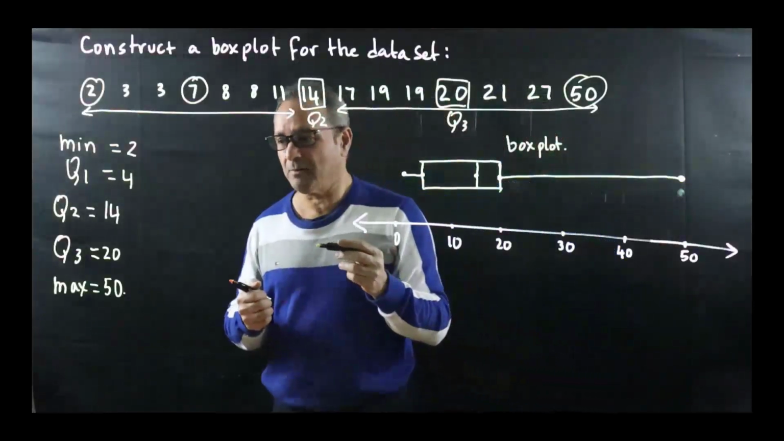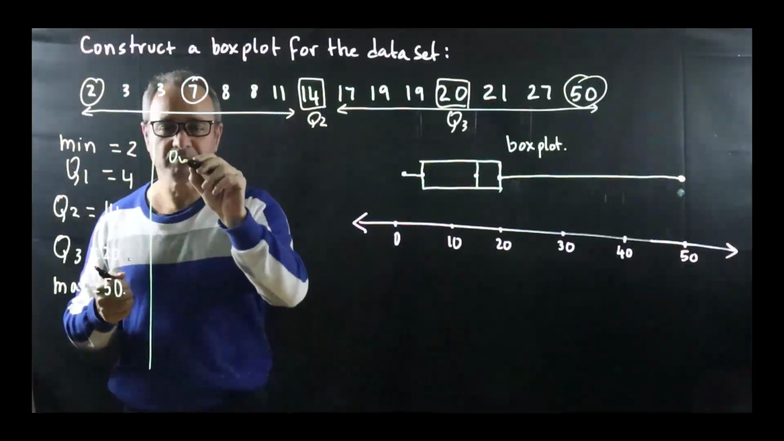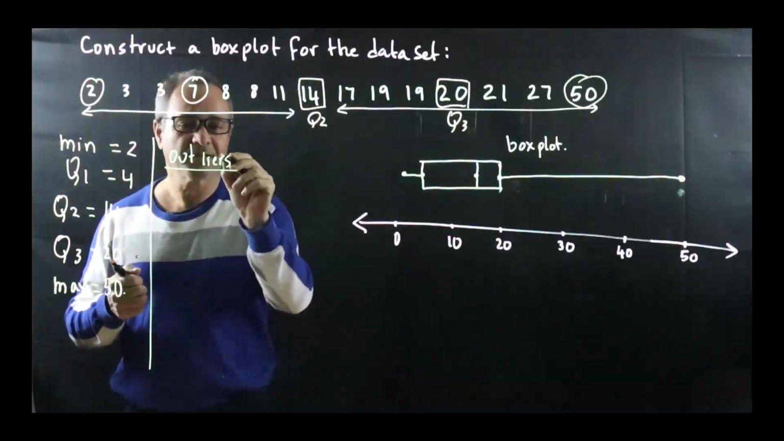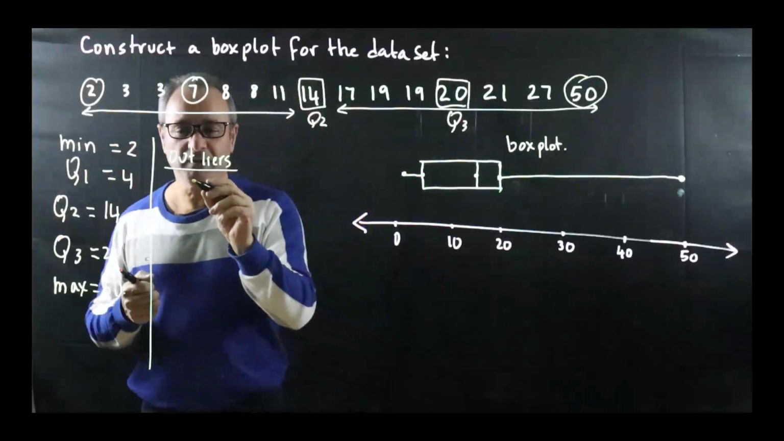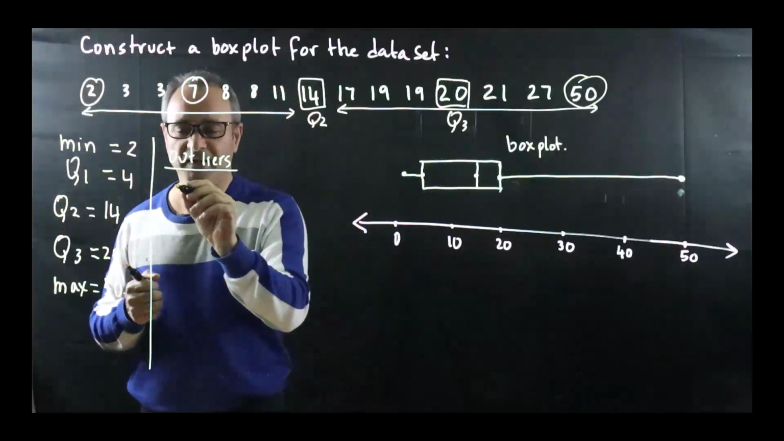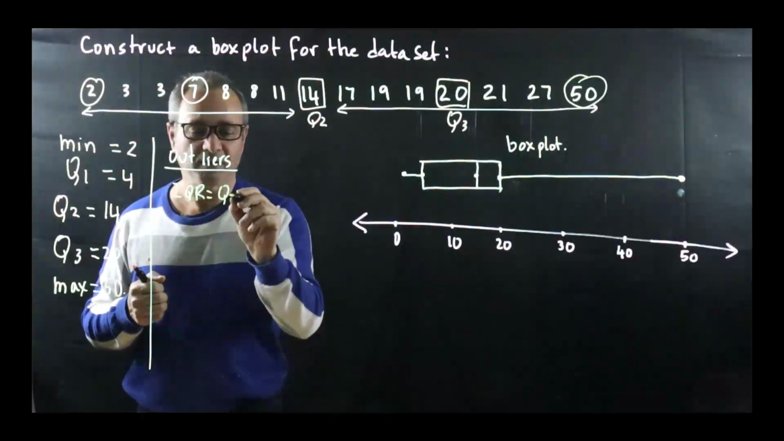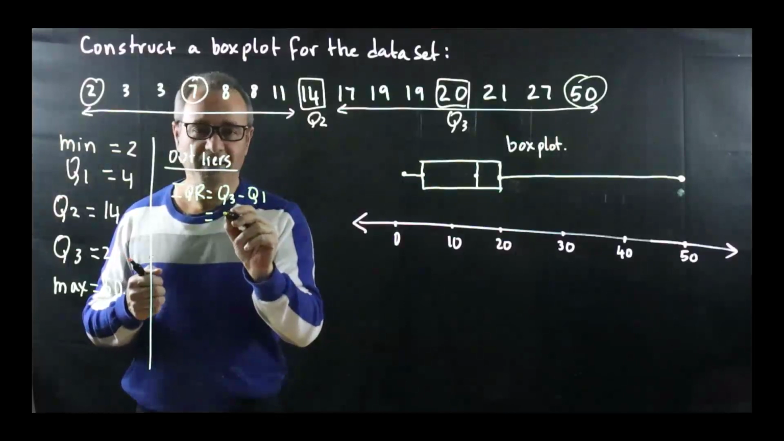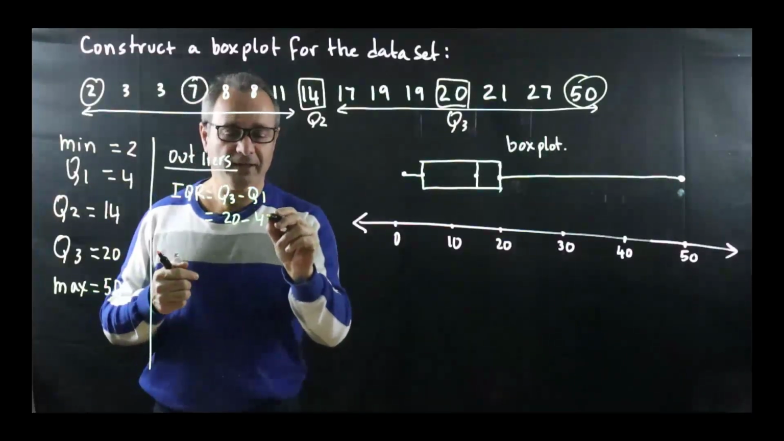Now to check for outliers, here's how we do that. Outliers. If you suspect there are outliers, it could be probably 50, so let's see. First of all, you find what we call the interquartile range, which is IQR, which is the difference between Q3 and Q1. And Q3, we already did that, that's 20, minus Q1, which is 4, and that is 16.